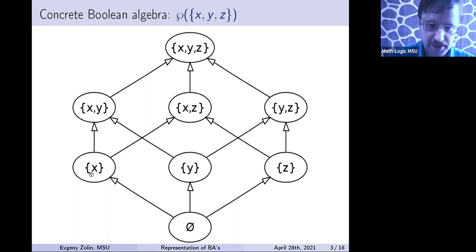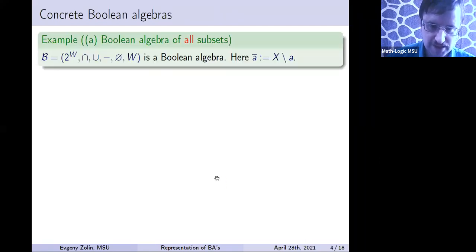And so here, for example, if we have this element {X} and this element {X, Z}, then we can take the conjunction. Here it will be empty, and we can take the disjunction. Disjunction intuitively means that we take the union. It will be {X, Z}. But this is a concrete Boolean algebra of some subsets.